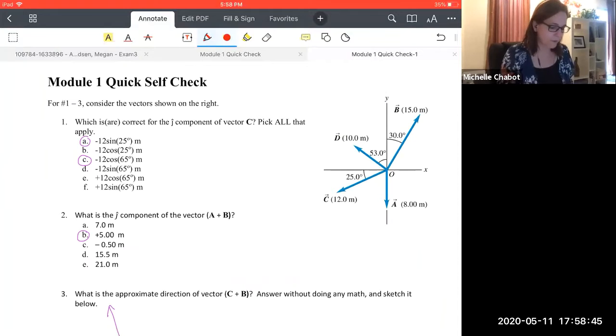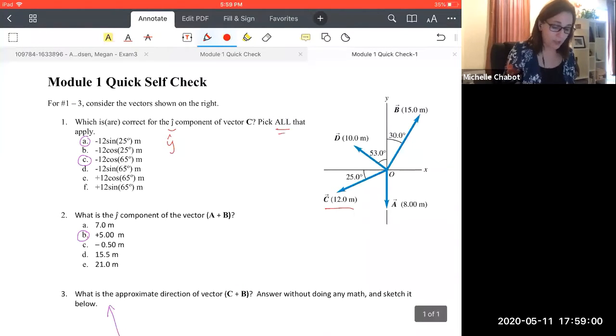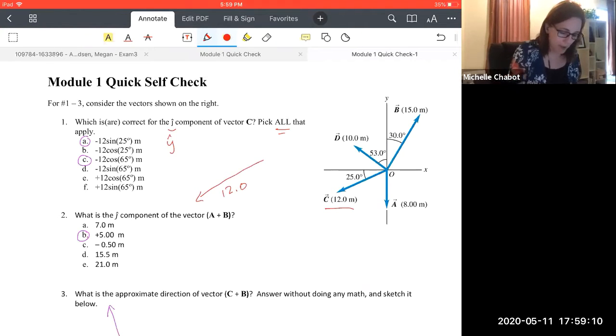So for number 1, which is or are the correct j-hat components? Remember, j-hat is the same as the vertical, the y-hat direction, for the vector C over here, and we want to pick all that apply. So always be on the lookout for questions that ask to pick all that apply. We just need to look at the right triangle that has 12 meters as its hypotenuse, and then we have our x component, which would point to the left, and our j-hat, our y component, which is the one that we would like.